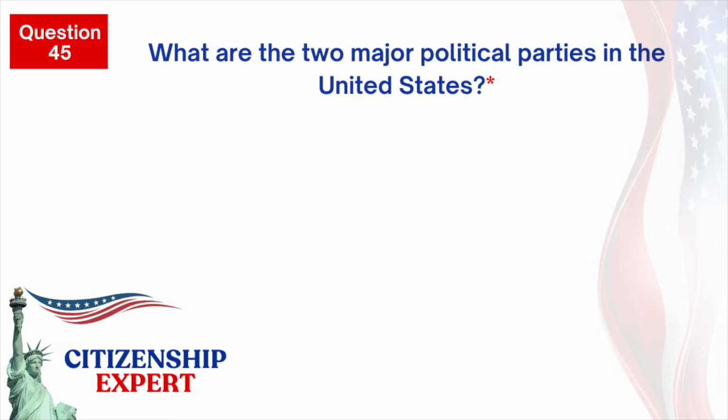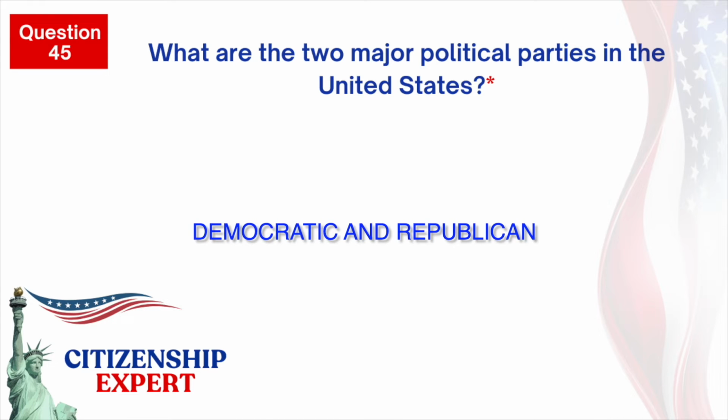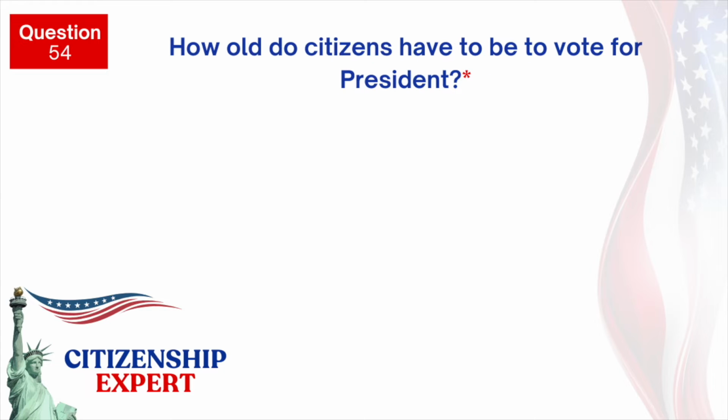What are the two major political parties in the United States? Democratic and Republican. How old do citizens have to be to vote for president? 18 and older.